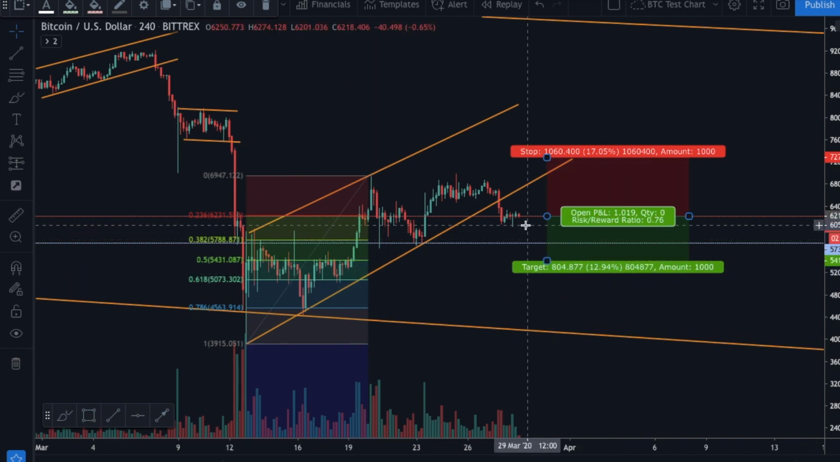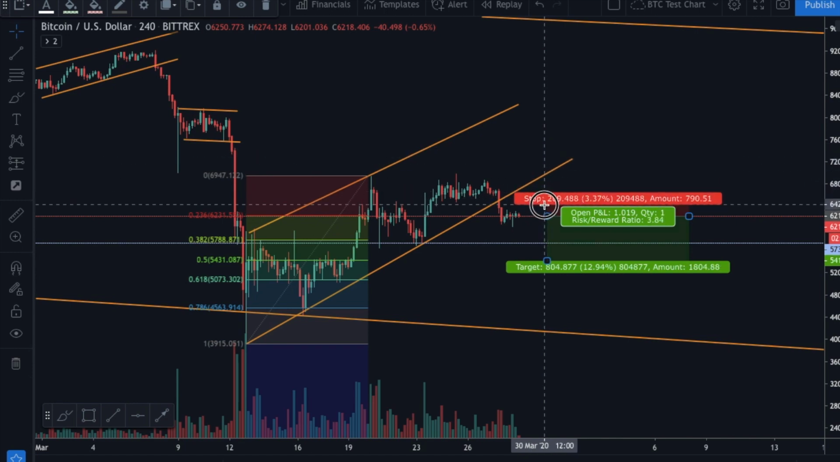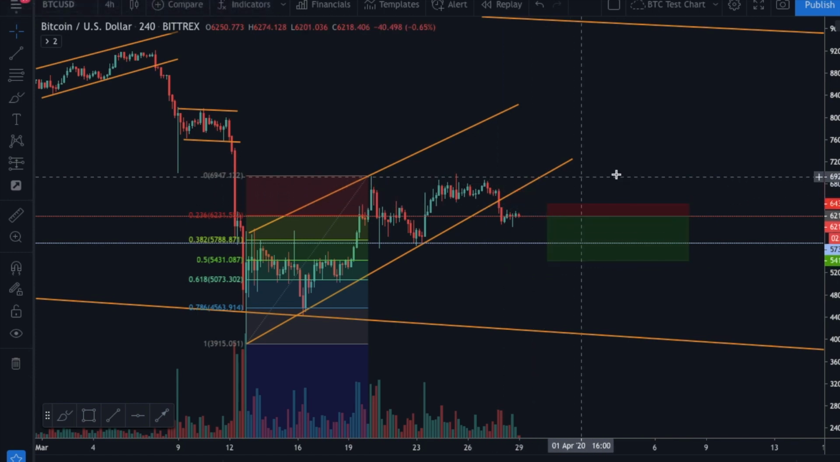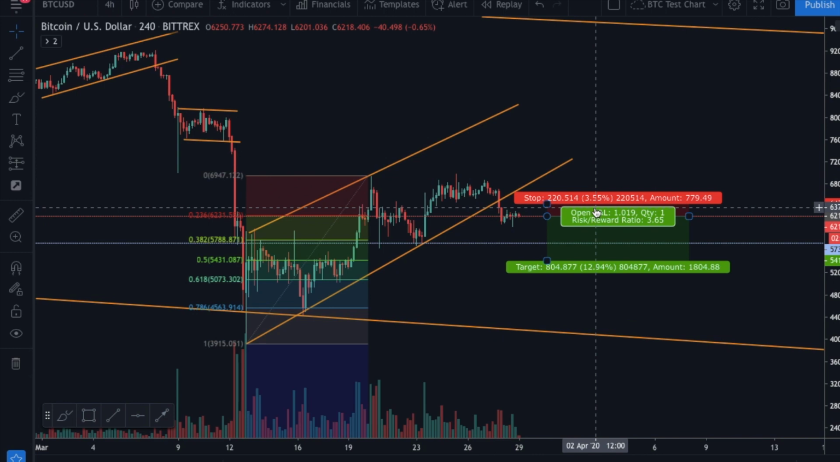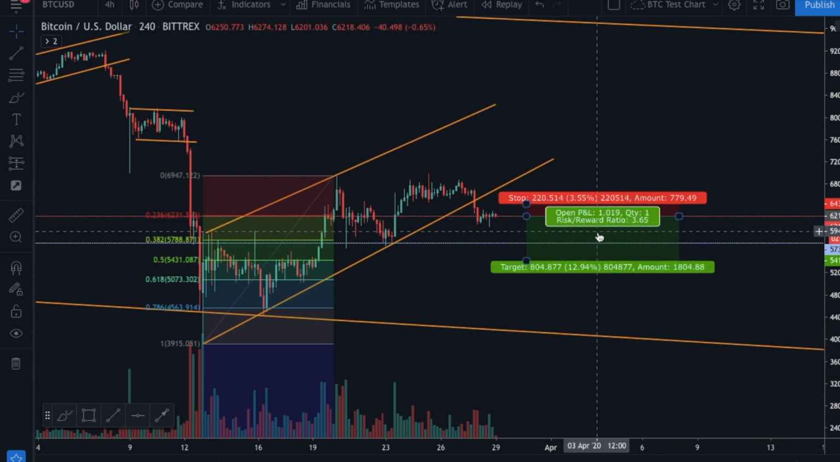This is our target area. And now the stop loss is going to be somewhere around this particular area. Let's say here where the trend line actually broke. This stop loss must be based on technical analysis. Please keep that in mind. This is just for an example. So let's say now you can see your risk reward is 3.65.